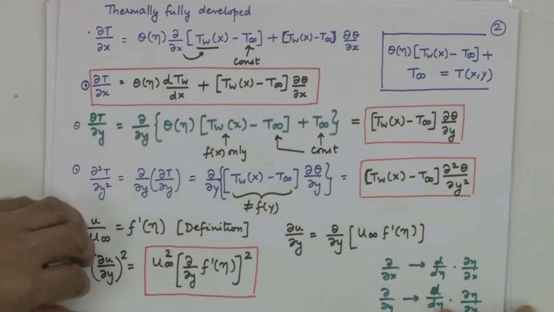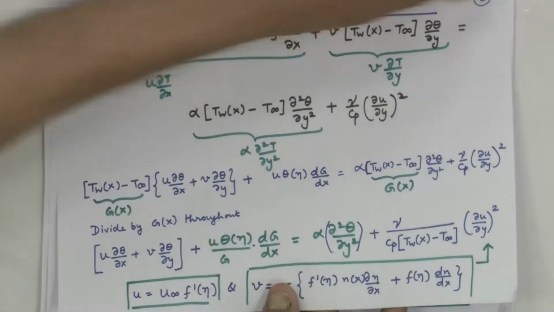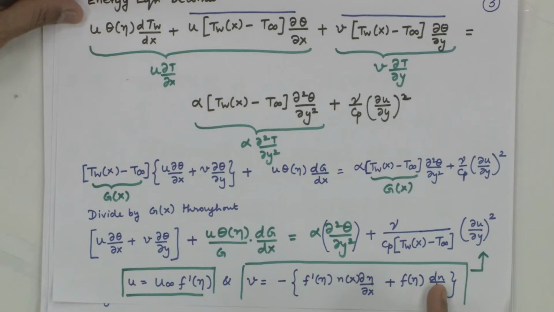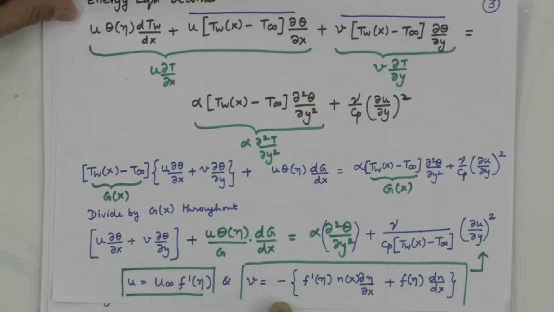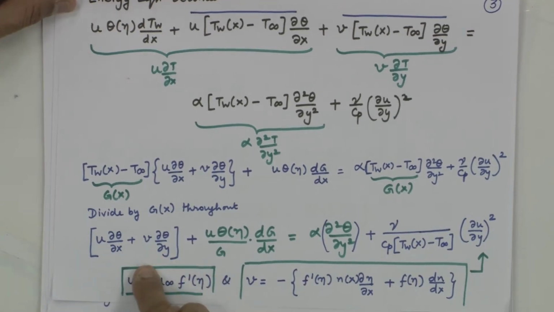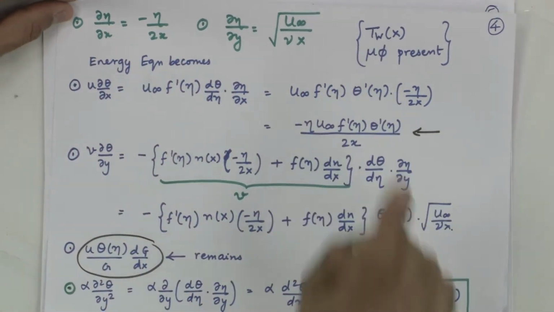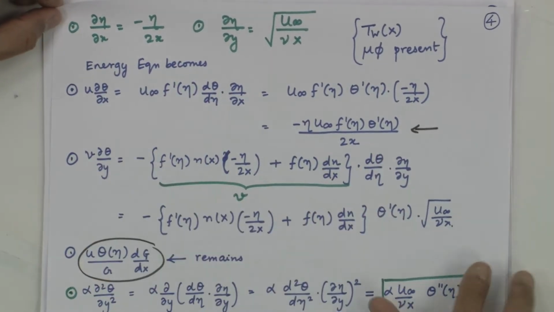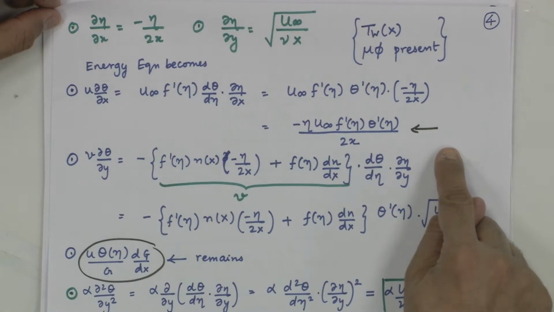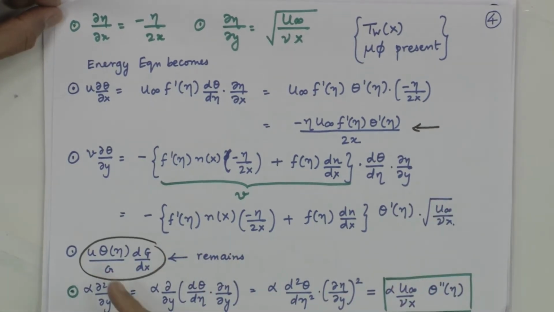Then we substituted for these things in the energy equation and got expressions which looked like this. We substituted for u and v from what we had in the momentum equation, and wrote d theta by dx and d theta by dy in terms of d theta by d eta and d eta by dx. So my energy equation had u d theta by dx look this way, v d theta by dy look this way, and then we had an extra term, u theta by g dg by dx. This was there because wall temperature was varying. This was not going to 0.